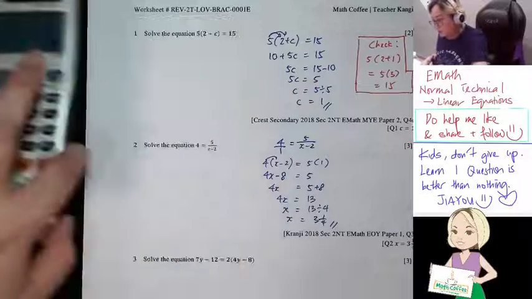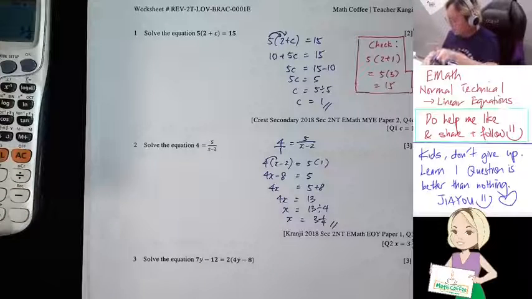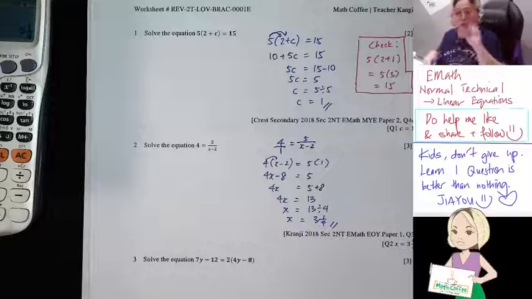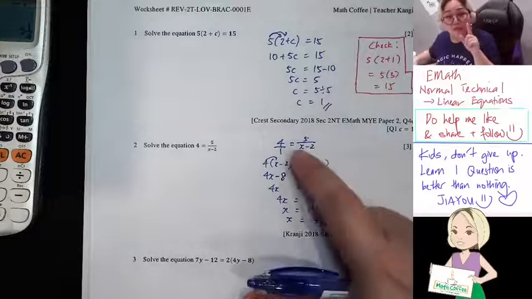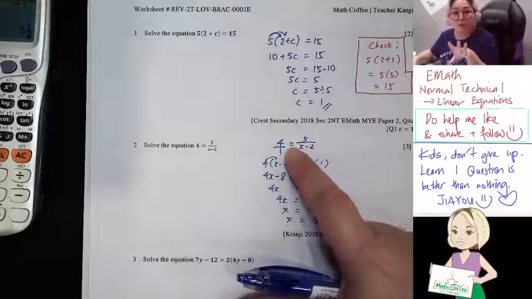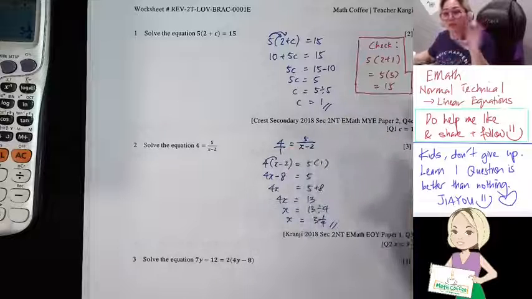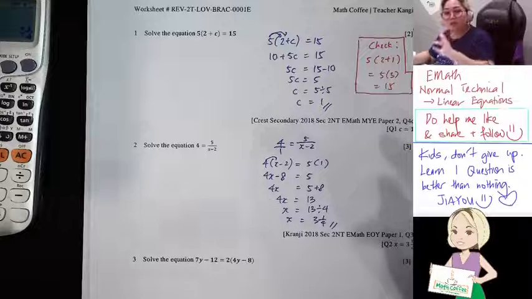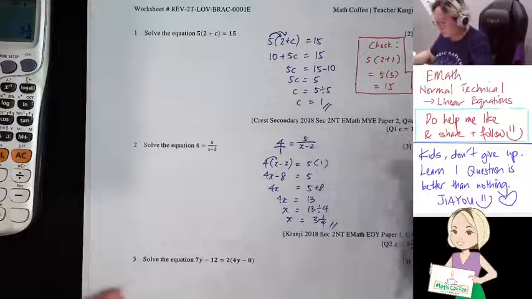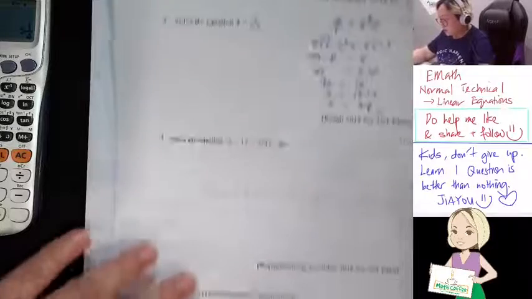Keep, change, flip. Wrong. That one is for divide. This is not keep, change, flip. So you all need to be very careful. This is an equation. The middle is equal. It's not multiply. It's not the divide whereby you keep, then change, then flip. It's not. This one is an equation. Okay, let's move on.